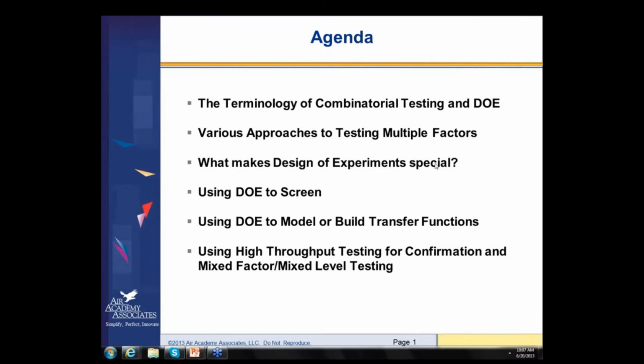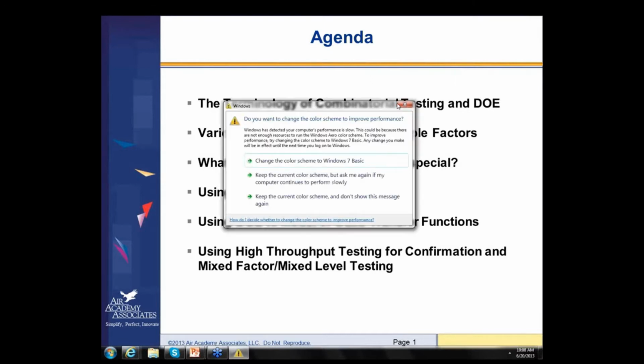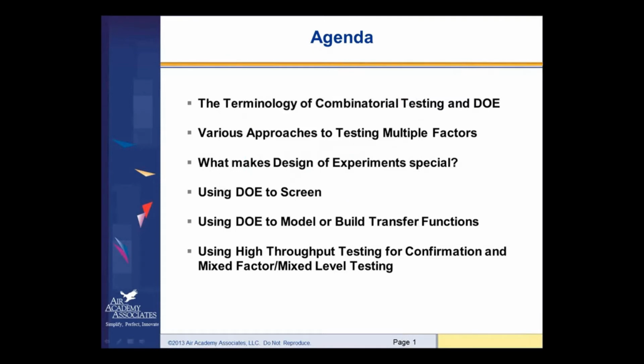We're going to show you how to use DOE to screen multiple factors. Screening means separating the vital few from the trivial many. Using DOE to model or build transfer functions, including interaction effects and so forth. We'll use high throughput testing. I want to show you that technique for confirmation and using it on mixed factor, mixed level testing. And some of these terms may not be familiar to you right now, but as we go through, we'll home in on the definitions and show you what it's all about.